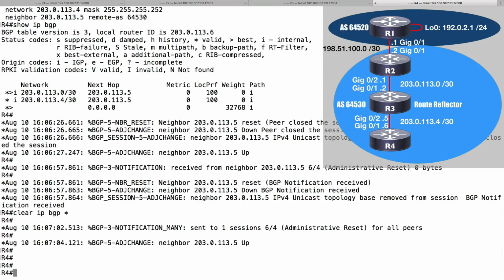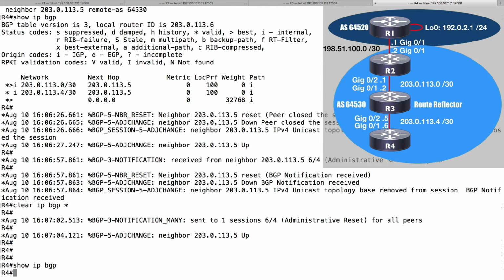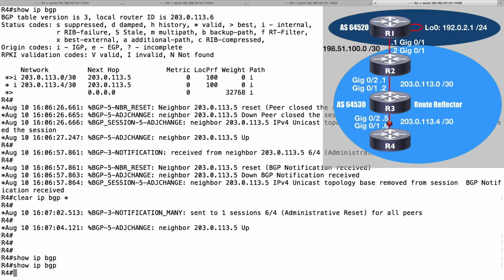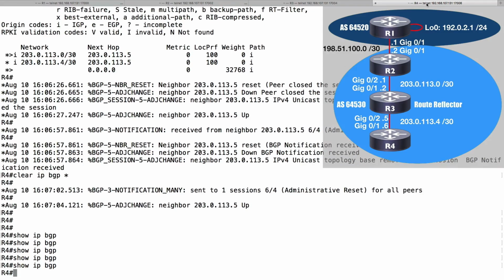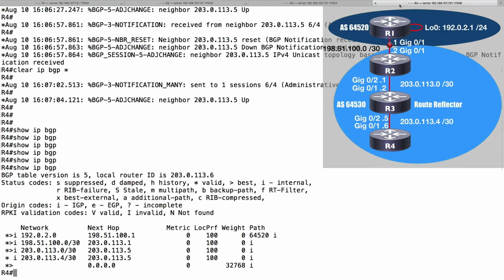The question is, has R4 now learned about those two other networks that it did not know about earlier? Let's take a look. Let's say show IP BGP. And it looks like we're still waiting for that neighborship to fully form and to learn something from that neighbor. Let's try that command again. And there we finally see some information. It took a while to learn this after we reestablished our BGP neighborship.